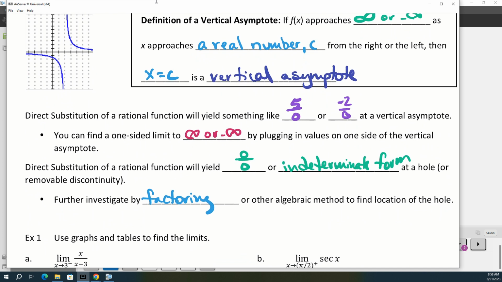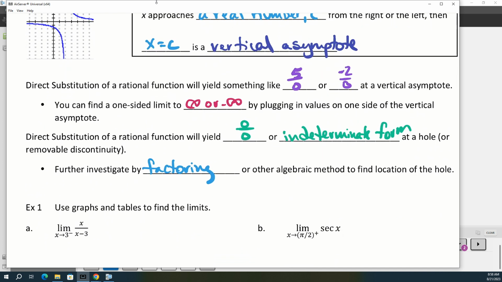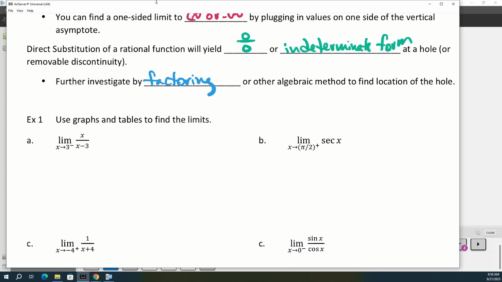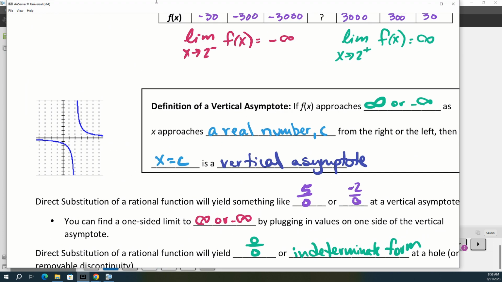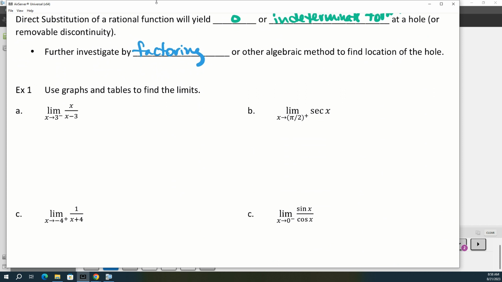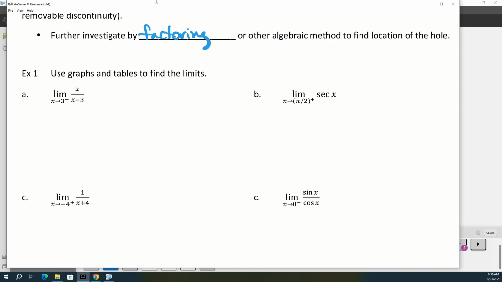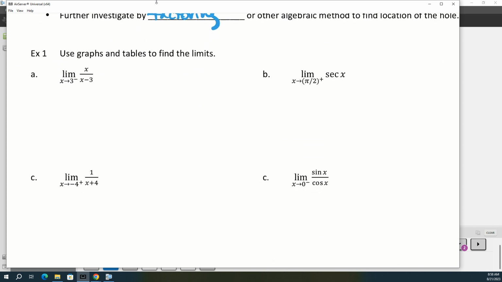Okay, so on example 1, we're actually going to use our graphing calculator to do most of this work. We're going to use the graph and we're going to use the table. This one is similar to the one we just did, but we're going to go ahead and type that into y equals. Now we're not going to try and type in limit. We're just going to type in the x over x minus 3.